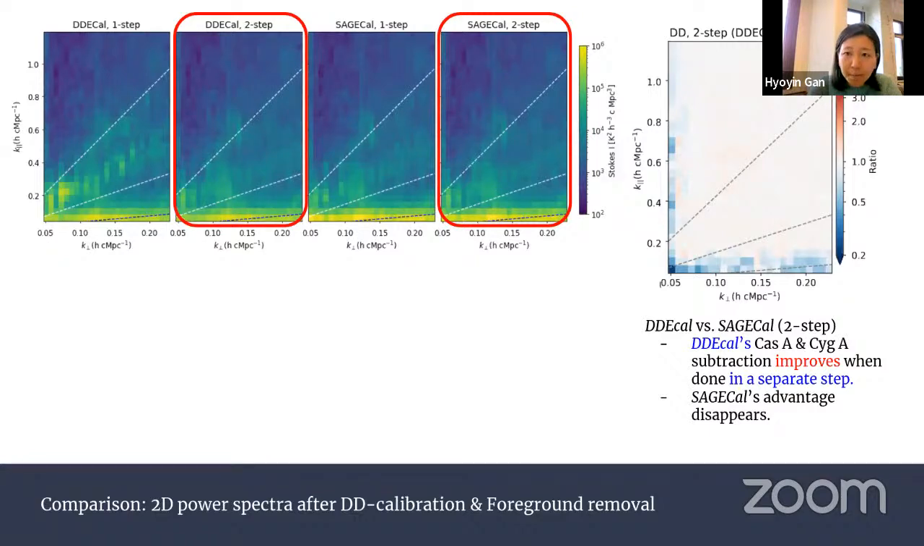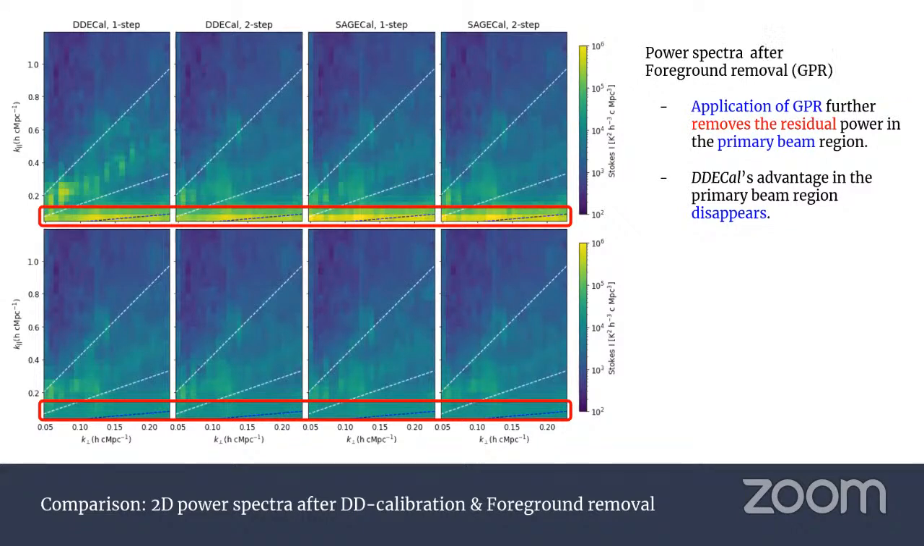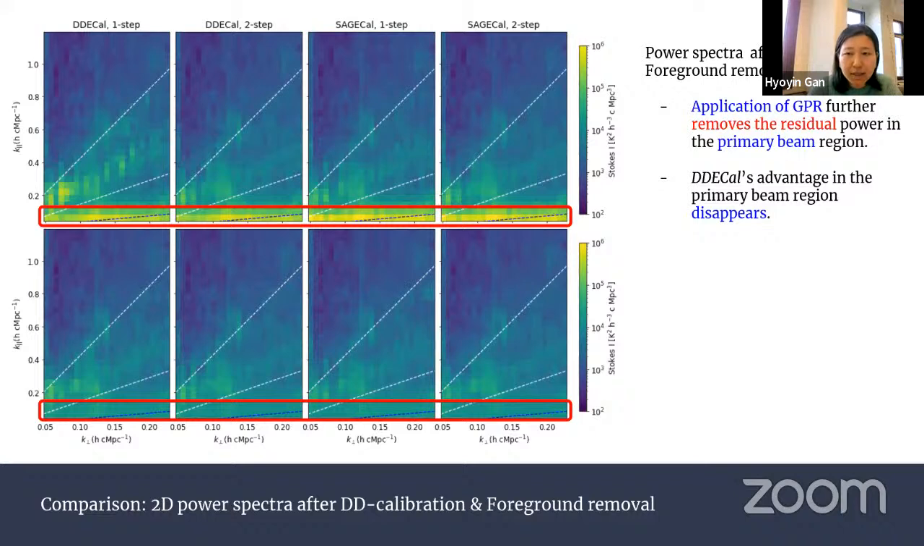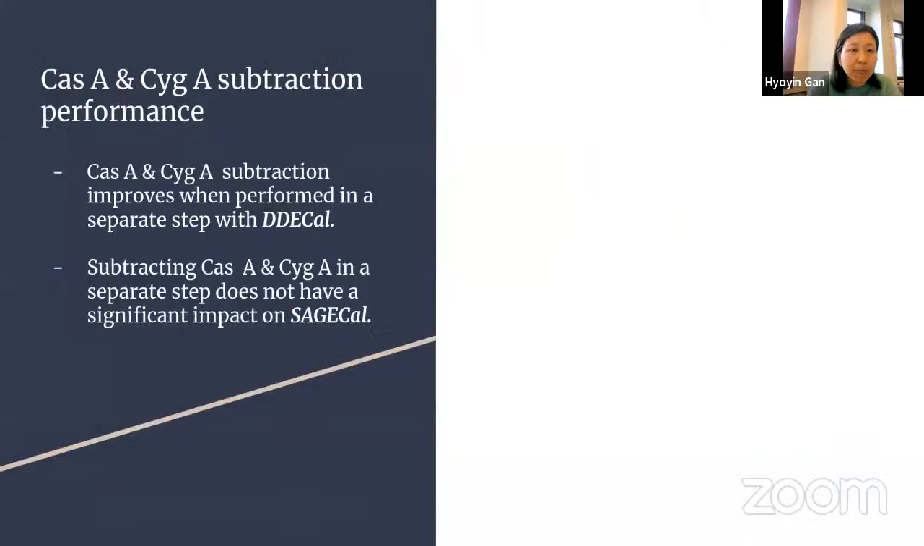primary beam region. And finally, here, after the direction-dependent calibration, we apply the foreground removal technique, which is done by GPR in our case. And they are on the bottom panel for 4 different cases. And what we can see here is that the residue in the wedge, they are well removed after we have applied GPR. So this means that DD-Cal's advantage in the primary beam region basically disappears.